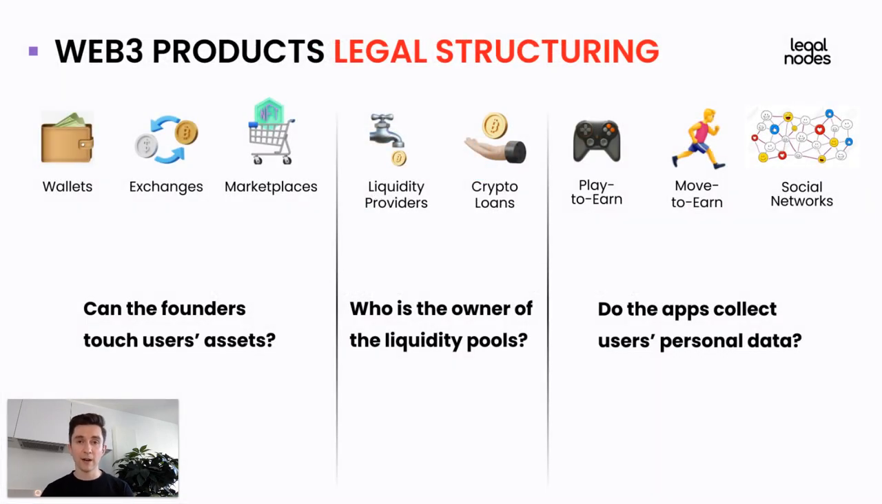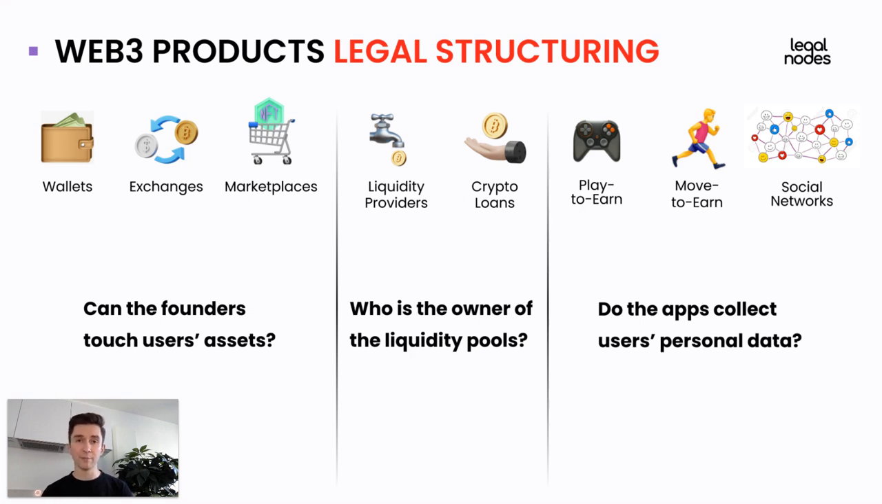And the third criteria, which is related to GameFi and SocialFi projects, is related to the personal data of the users. Because in case these apps collect the personal data of the users, there will be some part of privacy or data protection related compliance that should also be taken into account. And we will also speak a bit more about different business models of these GameFi and SocialFi products.